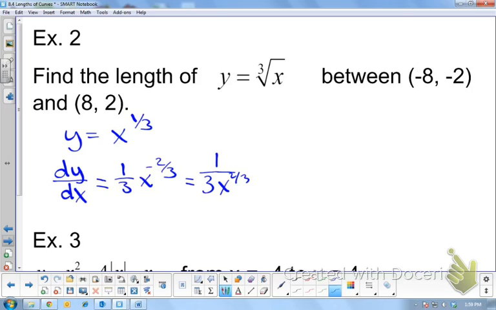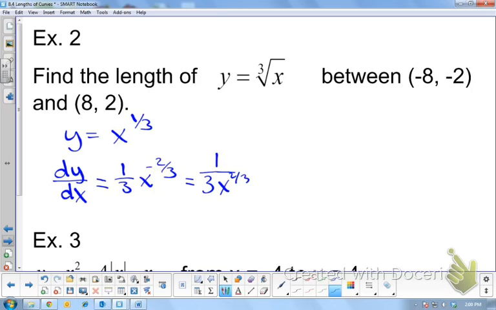So why is this a problem for us? The x is in the denominator. So specifically, what point is going to give us trouble? 0. We can't integrate at 0, when our tangent line is vertical, because the derivative doesn't exist there. So that gives us some problems.